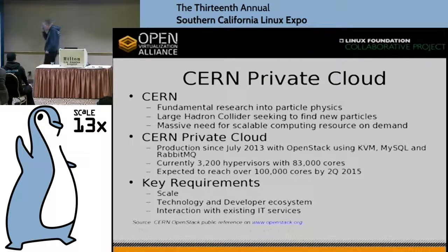So CERN have built their private cloud on top of OpenStack and KVM, and also a couple of other open source projects, MySQL and RabbitMQ. Currently, they've got 3,200 hypervisors and servers with a large number of cores underneath. They reckon they're going to be supporting over 100,000 cores. Their requirements were scale, for obvious reasons. They wanted to support this technology and developer ecosystem, but also to integrate with the existing IT services.